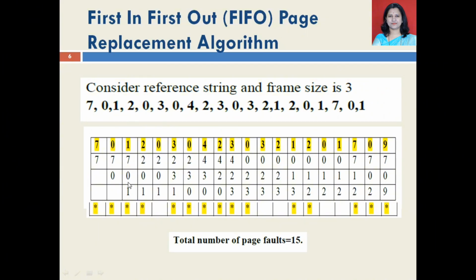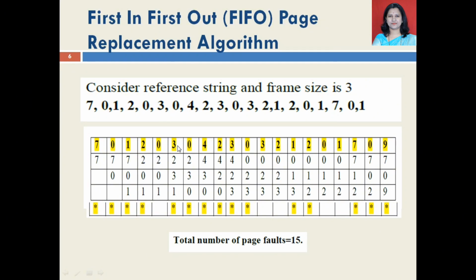To place the 2, again we will choose the oldest page among these. Now the oldest one will be the 7. So we will replace this 7 and then put 2 over there, so it will become 2, 0, 1. Page fault will be there. Next page is the 0. 0 is already there, so no page fault, it will be as it is.